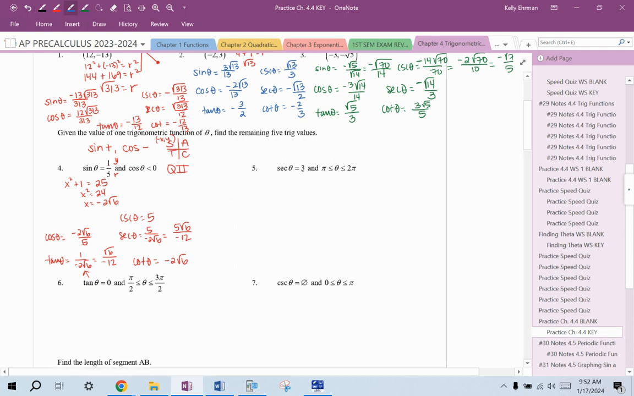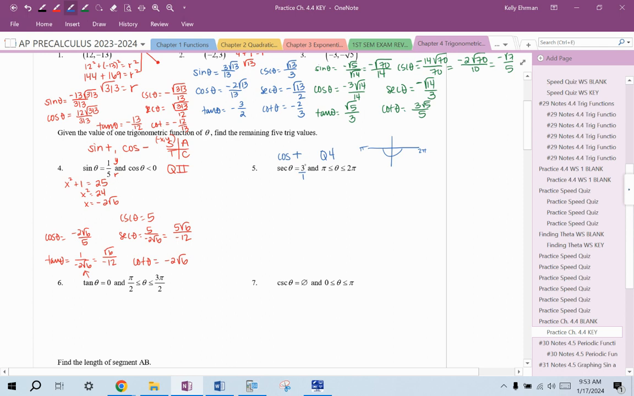Number 5 says secant of theta equals 3. Make it 3 over 1. Theta is between pi and 2 pi. So here's pi, here's 2 pi. So we're either in quadrant 3 or 4. And secant being positive also is saying cosine's positive. We're in quadrant 3 or 4, so that only happens in quadrant 4 out of those two.